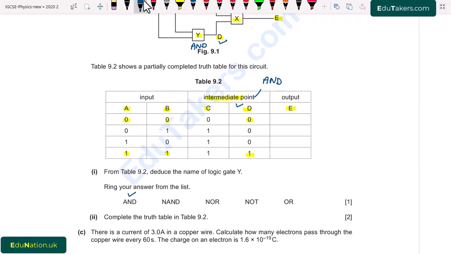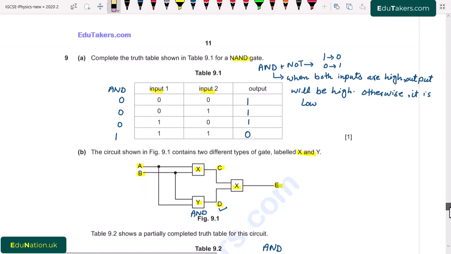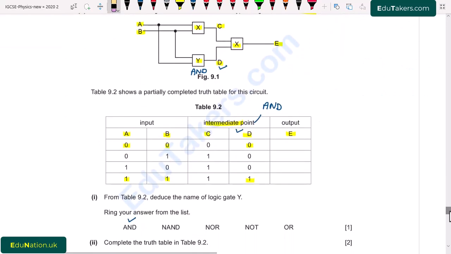So I take here AND. Part 2. Complete the truth table in Table 9.2. Here I have to complete this table and I again go back to the circuit. So you can see here A and B are the inputs. Both of these combine to give C, that is the output of X. I don't know what gate X is, we have to determine it. And you can see that the output of X is C. So I am considering C.